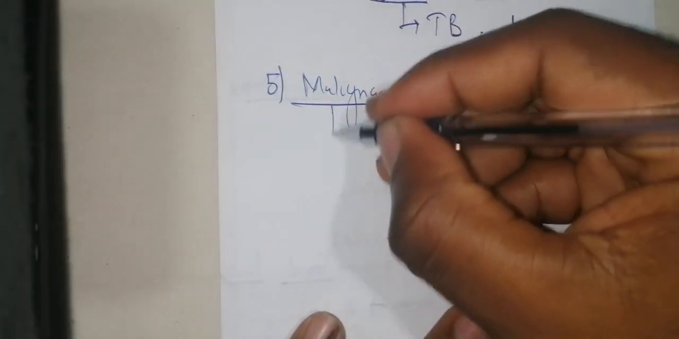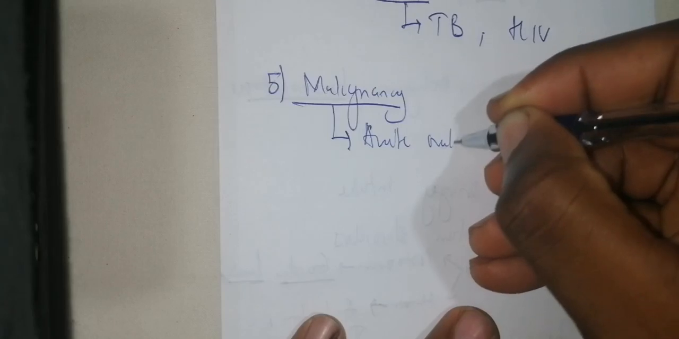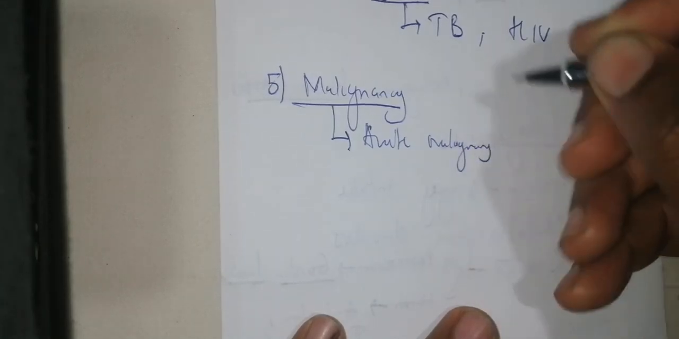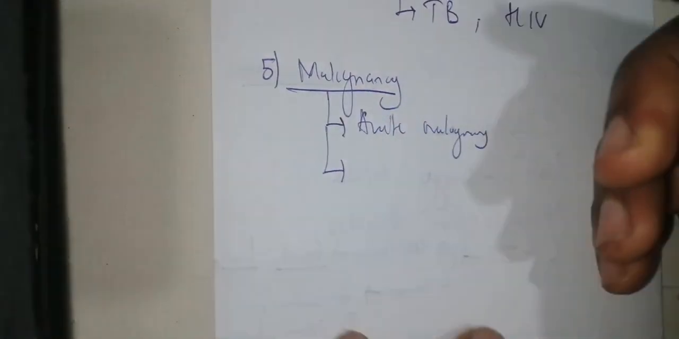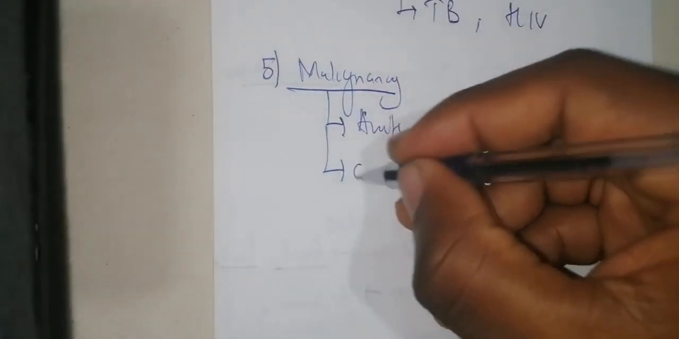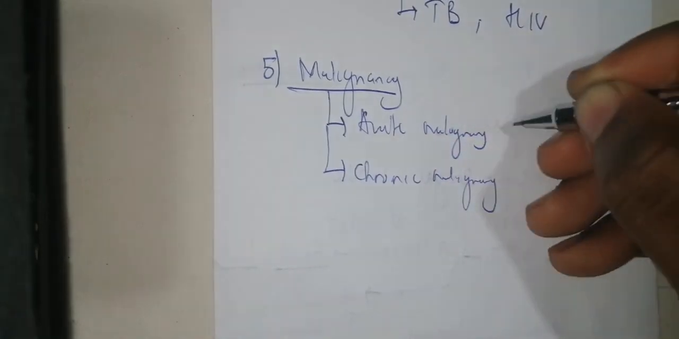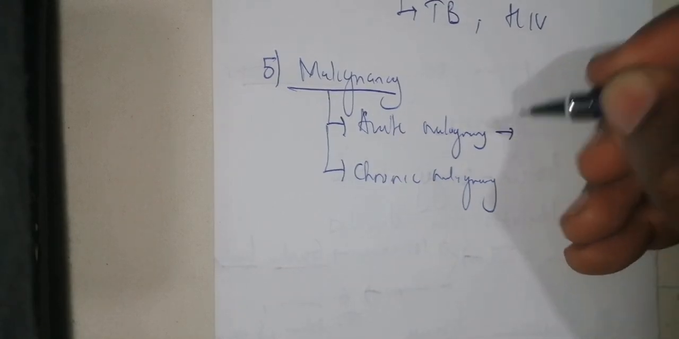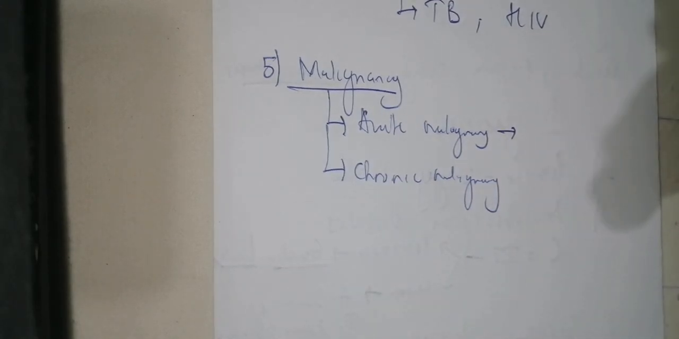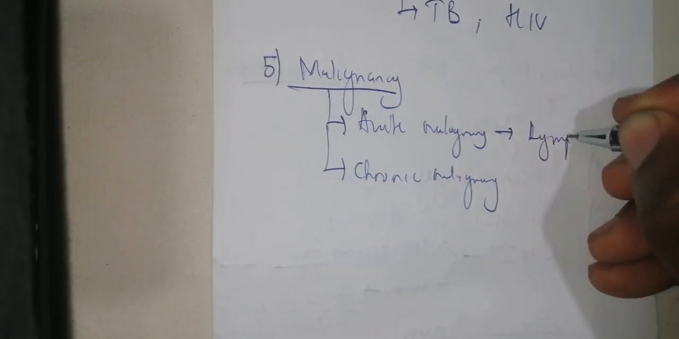Under the malignancy group, it is also divided into acute malignancy, malignancy that occurred acutely with symptomatology, and malignancy that had gradual onset of symptoms, so chronic malignancies. Is it clear? Now we need to know that generally in children, malignancies are going to be acute. The malignancies that are acute are hematologic malignancies like lymphoma. Is it clear?